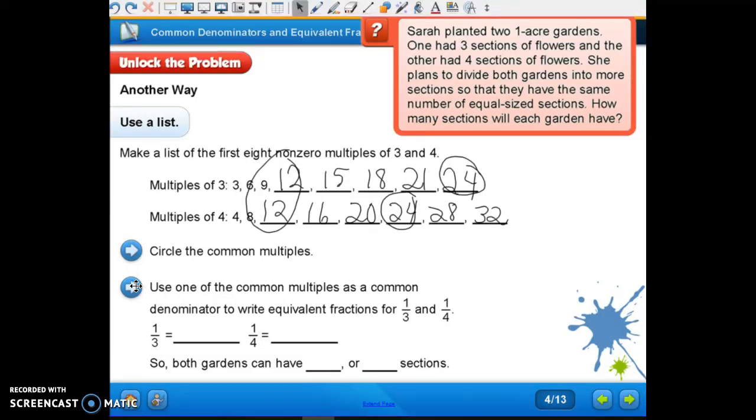So 1/3 is equal to, again, 4/12, because if we multiply 3 times 4 to get 12, we have to multiply 1 times 4. And 1/4 is equal to 3/12. So both gardens can have 12ths, or they could divide out and have 24 sections.